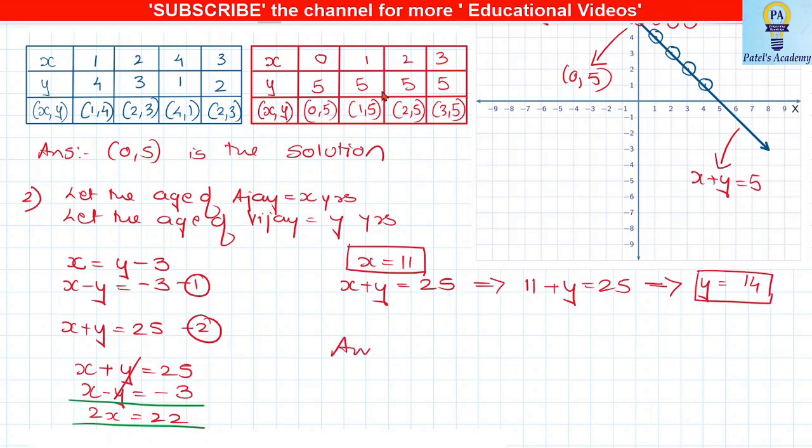So what is the answer? Ajay's age equals 11 years and Vijay's age equals 14 years.